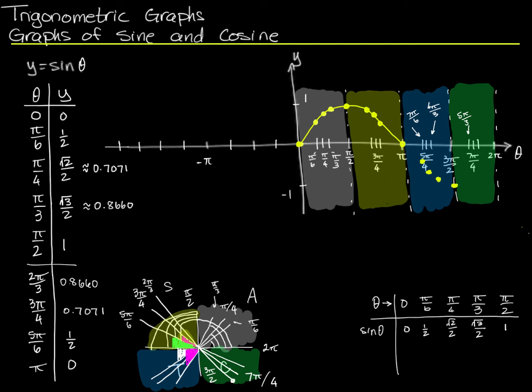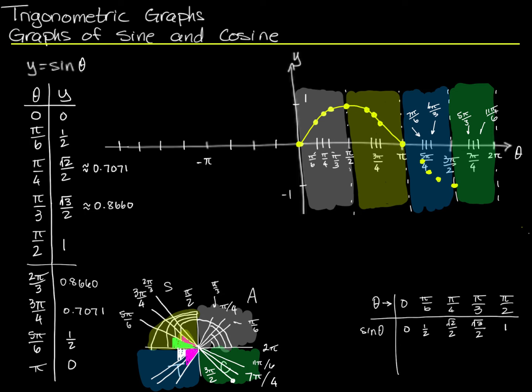I can't squeeze that in there. 5 pi over 3. One more pi over 6 gives me 11 pi over 6. So this angle is 11 pi over 6, and that corresponds to this one right here. And lastly, 12 pi over 6, which is 2 pi. Okay, so the same thing applies here.